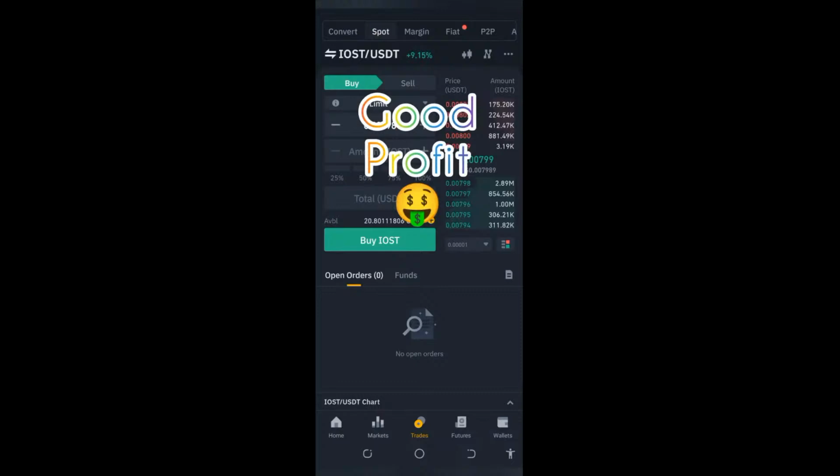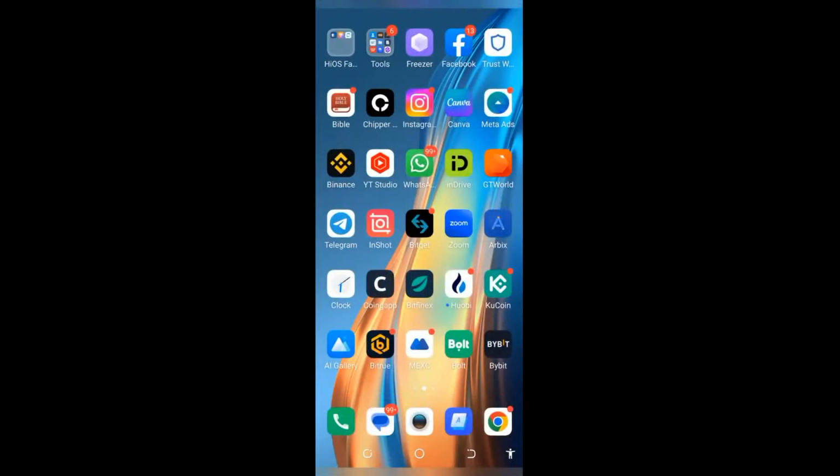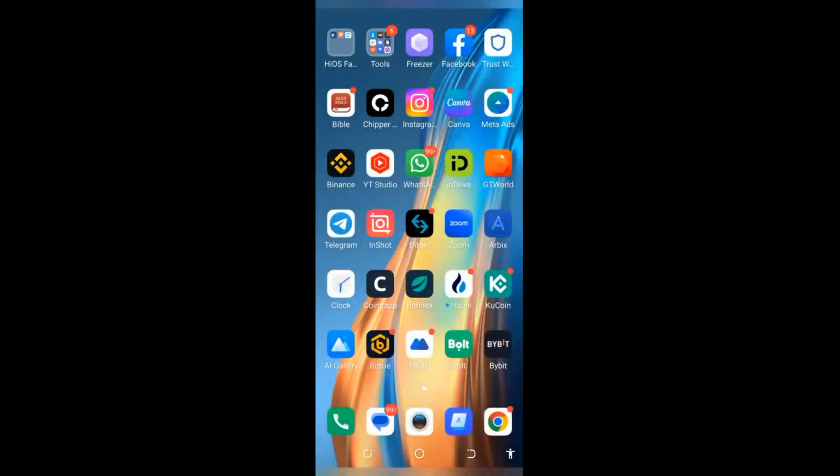Let's go check what the profit is. The profit is, let's check it out, 20 times, that should be, is it 4%? Yeah, 4% gave us 80 cents. Beautiful. So that was a good one.